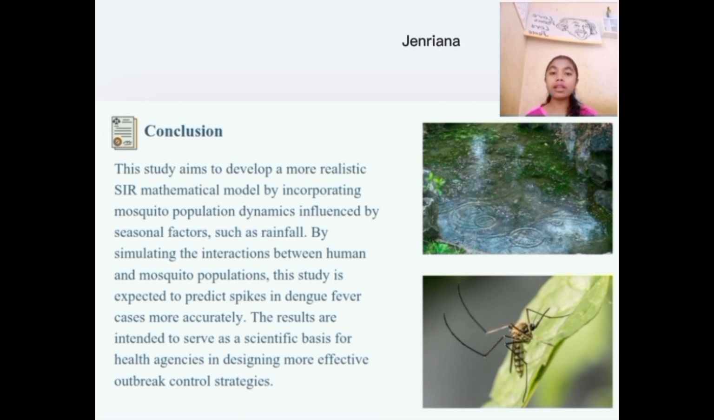Next, in this conclusion section, this study develops a more realistic SIR mathematical model for dengue transmission by considering mosquito population dynamics influenced by rainfall. The model shows that increasing mosquito populations can increase dengue cases, especially during the rainy seasons. This study is expected to help health authorities create more effective dengue prevention and control strategies.